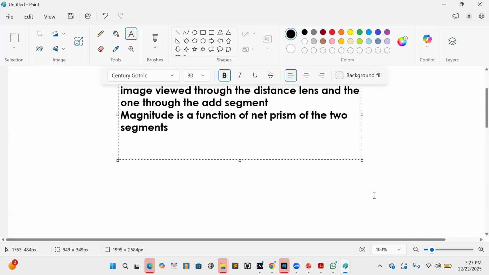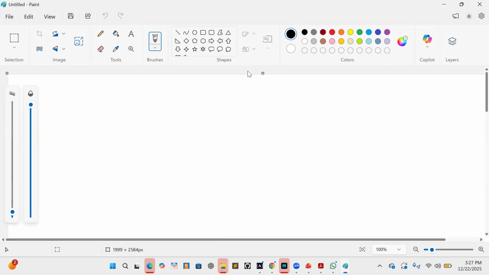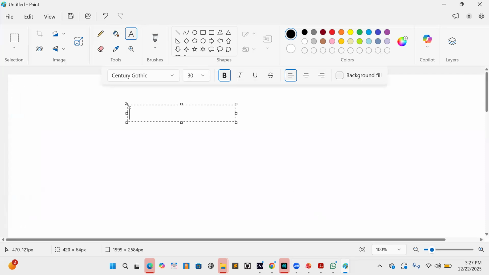So let's explain that further. Usually, if they have the same base, let's say one is base up and the other also base up, the two of them sum up together. So the net change in prismatic effect is going to be more compared to if one is down.